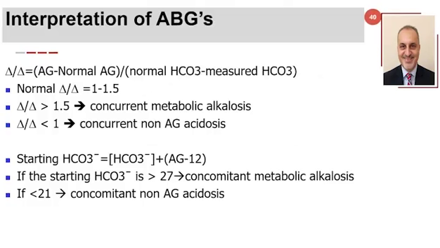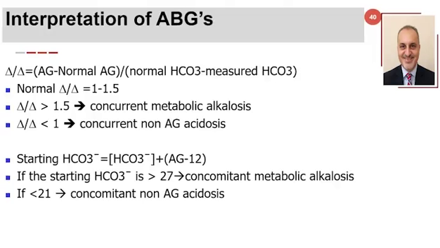Okay? Now, the sixth step is the delta-delta. Delta-delta tells you your starting bicarbonate. Before you went into an anion gap acidosis, what was your starting bicarbonate? There are actually two ways to do it: the delta-delta, or the starting bicarbonate. For the delta-delta, you calculate the change in anion gap divided by the change in bicarb. If you get a ratio of less than 1, it's a concurrent non-anion gap acidosis. More than 1.5, it's a concurrent metabolic alkalosis.